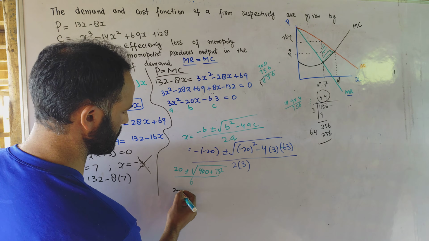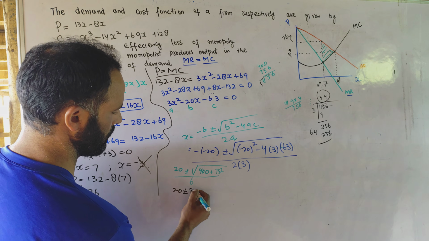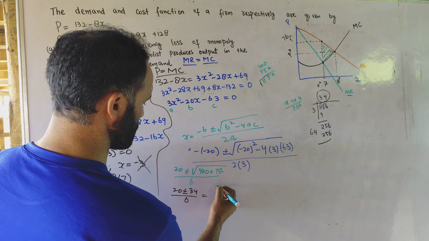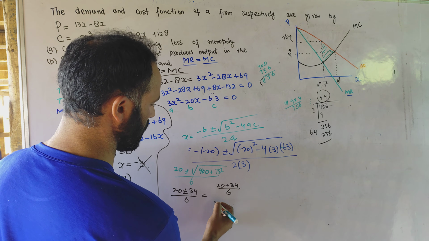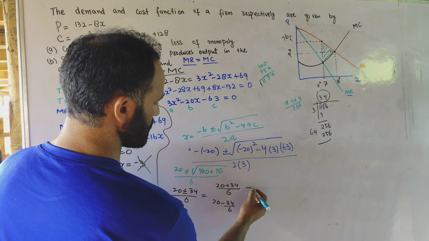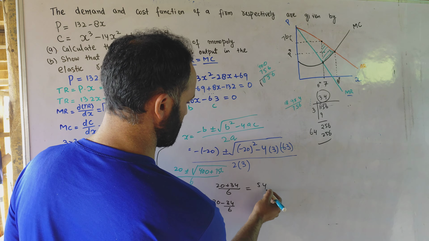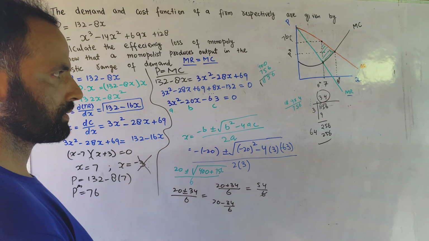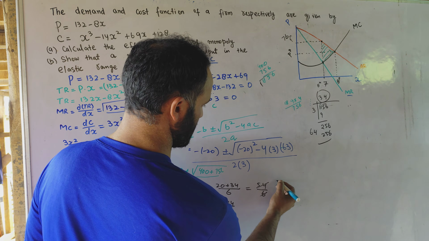So can I write it like this? 20 plus minus this stuff came out to be 34. We have 6, which is equal to, either we get x is equal to 20 plus 34 divided by 6, or we get 20 minus 34 divided by 6. Okay, so if this is the case, 54 divided by 6: 6 ones are 6, 6 sevens are 42, 6 eights are 48, 6 nines are 54. So we get x is equal to 9.